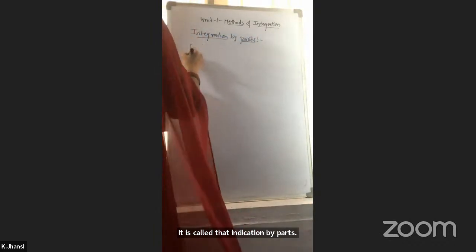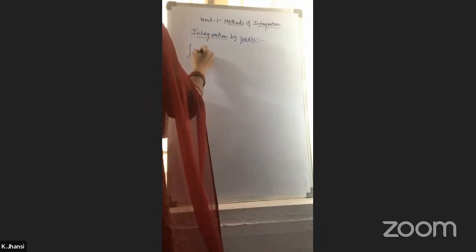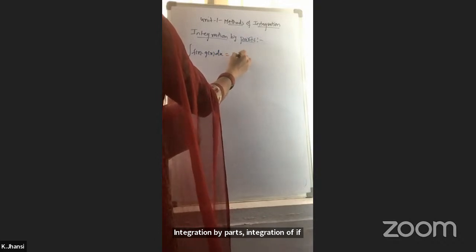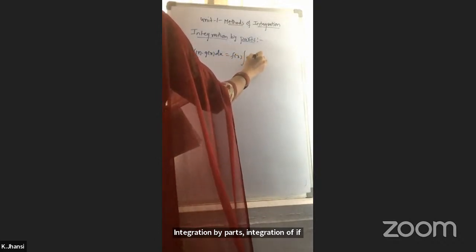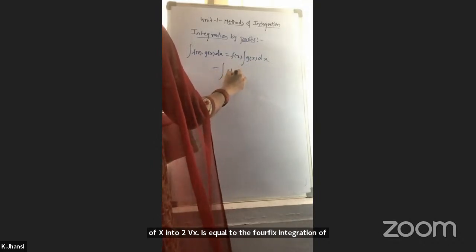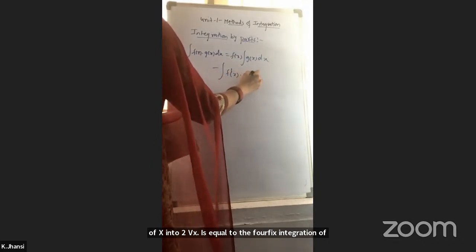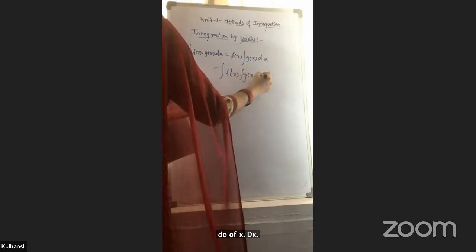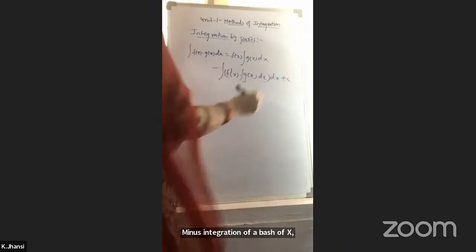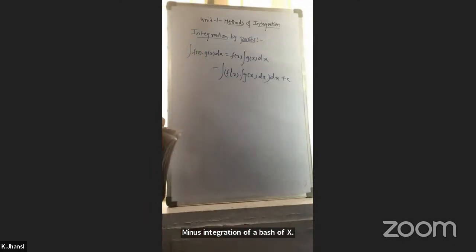Integration by parts is integration of f of x into g of x into dx is equals to f of x into integration of g of x dx minus integration of f dash of x into integration of g of x dx, into whole dx plus c. Okay. This is the formula.